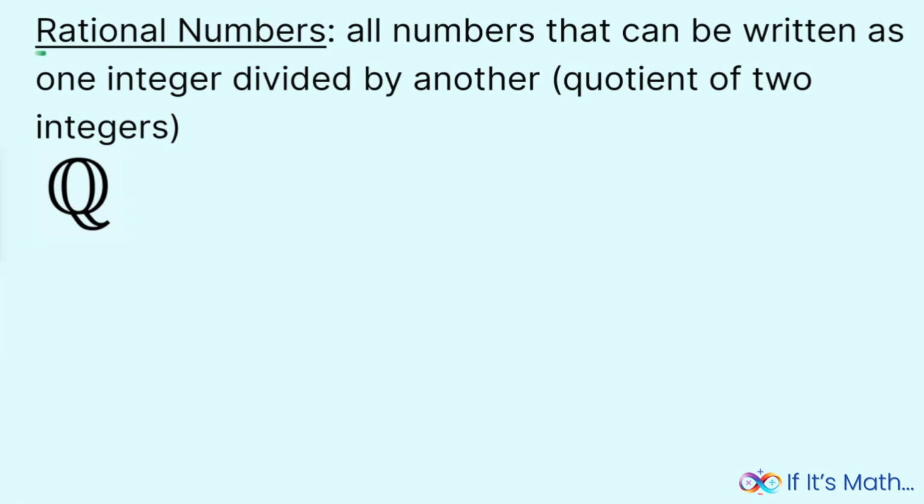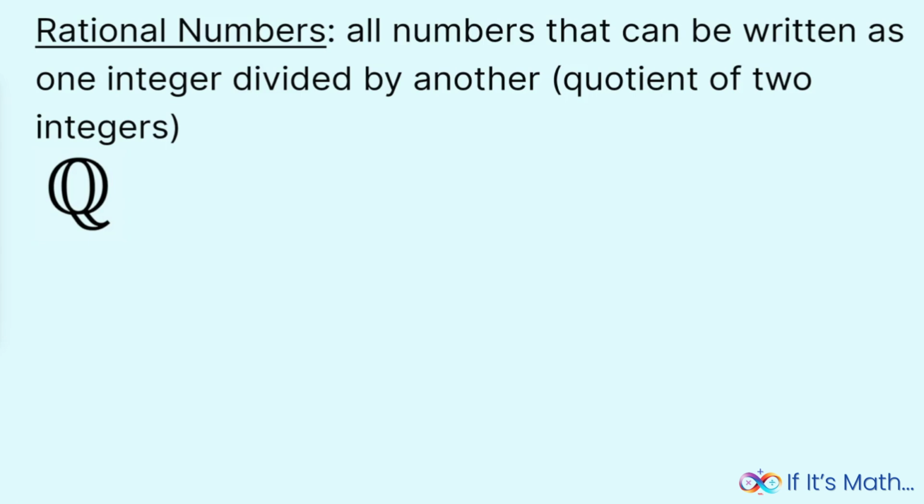So rational numbers are represented by the fancy Q, and they're all numbers that can be written as one integer divided by another. That's the key. So in fancy math words, it's the quotient of two integers. There's no real way to write these numbers out because it's anything. There's an infinite number of rational numbers between 0 and 1, so we can't just sit here and write out a set of them.